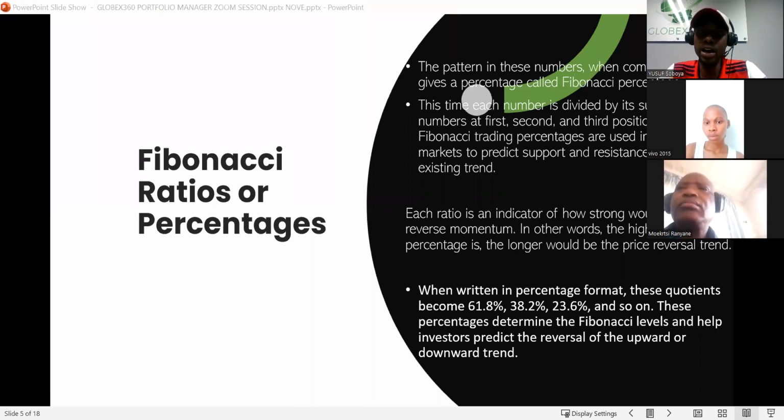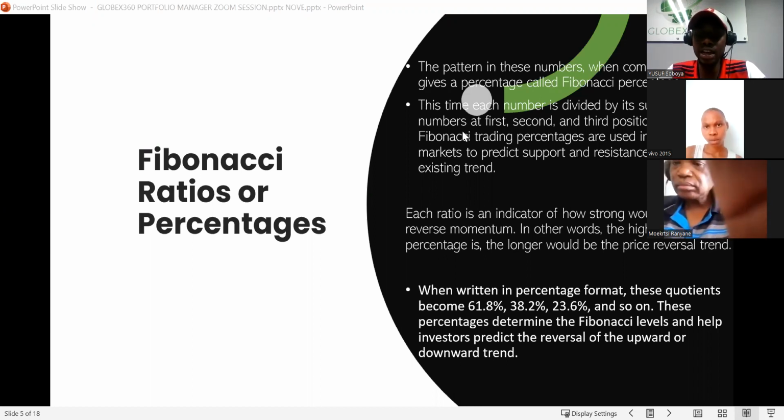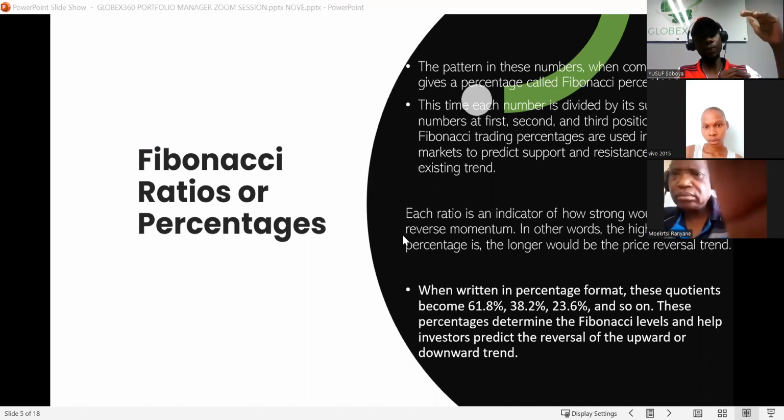So a second and a third position, this Fibonacci trading percentage is used in the stock markets to predict a support and a resistance level for the extended trade. So it's all about the support and the resistance. As I said, the numbers and the ratios themselves are not that much. Okay, you can start understanding support and resistance of Fibonacci.